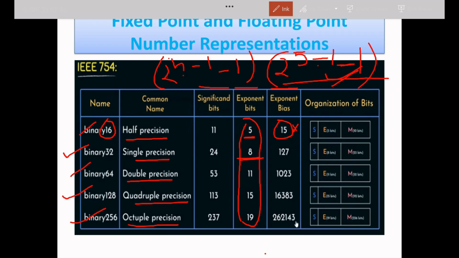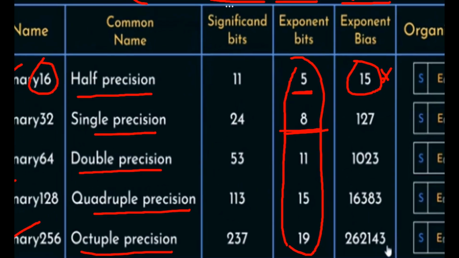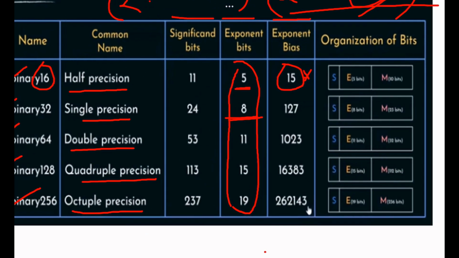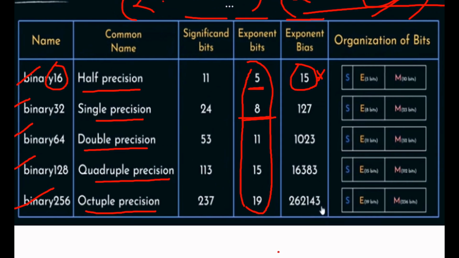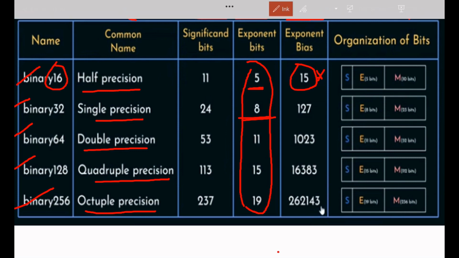If you are not able to understand, I am writing here 2 to the power 8, 2 to the power 8 minus 1, minus 1. Okay, listen here carefully. So 2 to the power 8 minus 1 is 2 to the power 7. 2 to the power 7 is equal to 128. 128 minus 1 is equal to 127. This number they have written here.